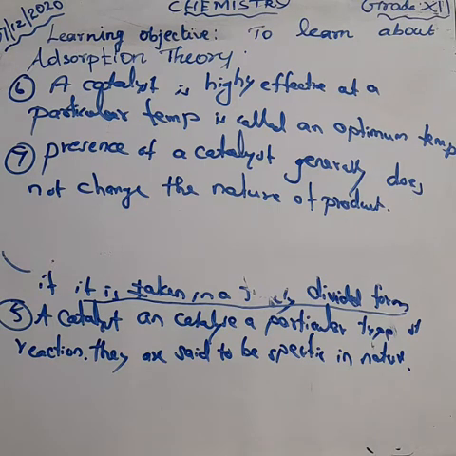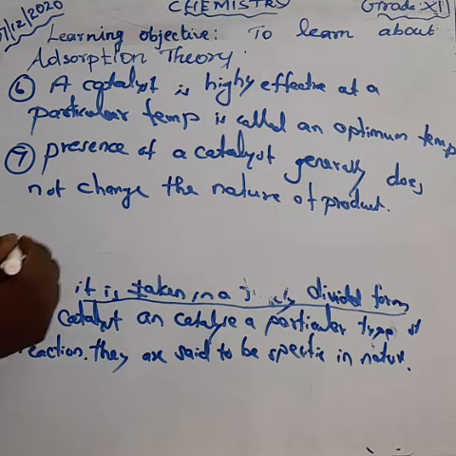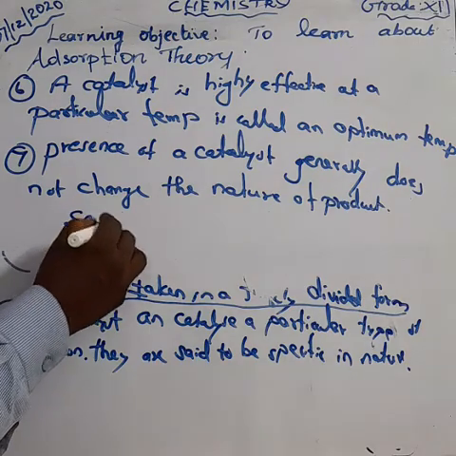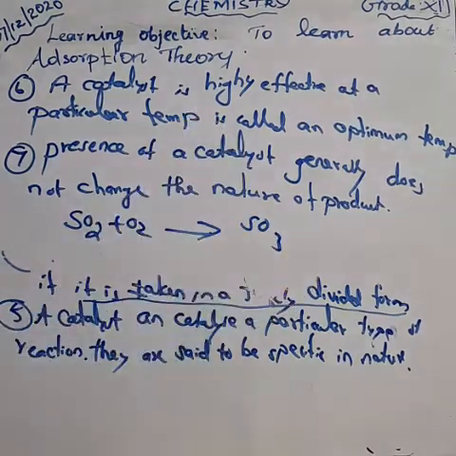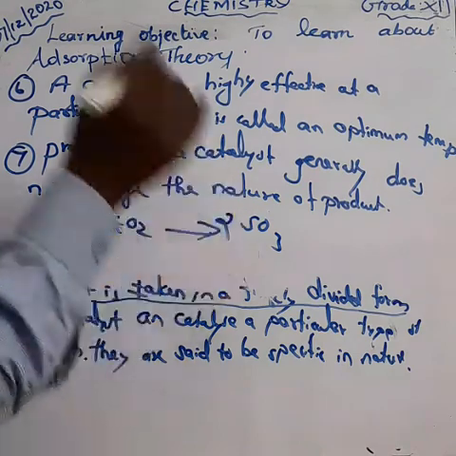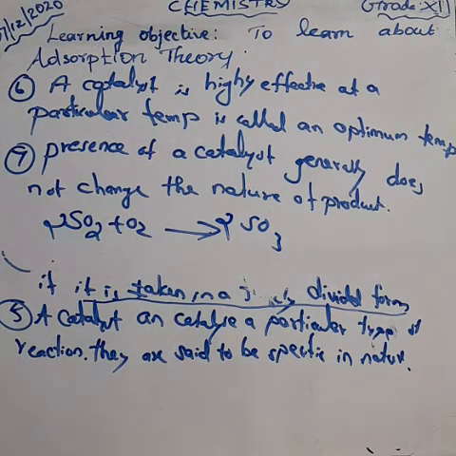Some of the catalysts we learned are positive catalysis, negative catalysis, autocatalysis, induced catalysis, homogeneous catalysis, and heterogeneous catalysis. Here is one example. SO2 plus O2 gives SO3. We have to balance the equation, so make it 2 here. The equation is balanced. Am I right?